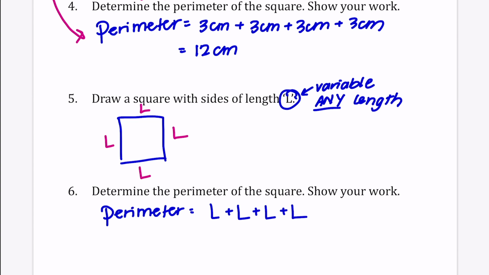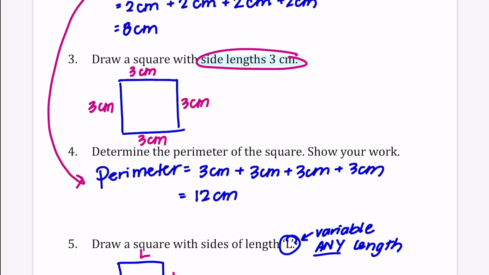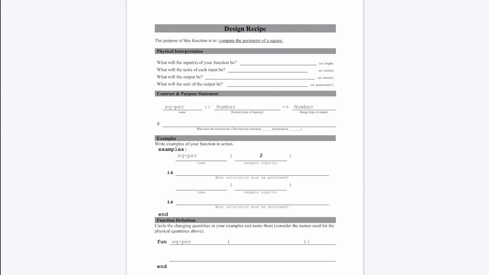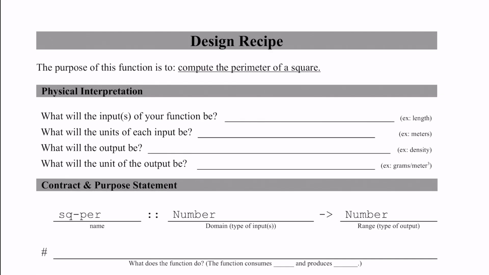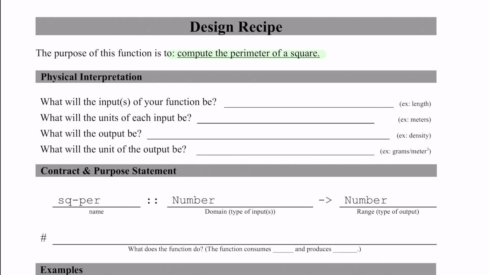Now we're going to switch over to our design recipe and work through what we've done here on this side. On the design recipe, make sure to look at the bottom of page 1. The purpose of this function is to compute the perimeter of a square. We are going to write this into Pyret, and we're going to teach Pyret how to make a function.